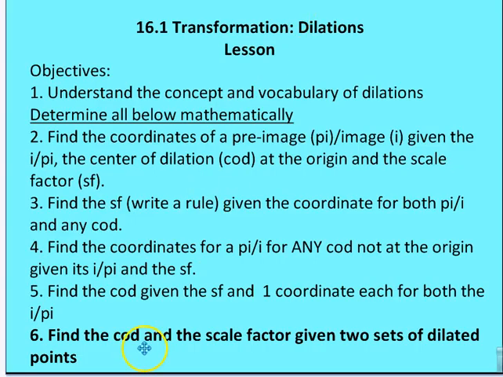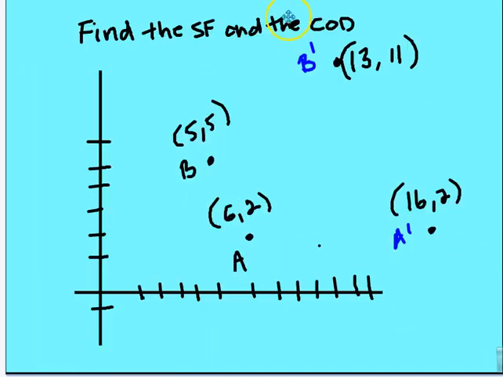Okay, last we're going to find the center of dilation and the scale factor, given 2 sets of dilated points. All right, so I have 2 sets of dilated points here. Okay, actually we're running out of time here for the video. I need to cap it at 15 minutes, and it's going to take a little bit longer to cover this topic, so we'll create another video to find the scale factor and the center of dilation based on a set of 2 dilated points. All right, that's it for this portion of transformations and dilations.